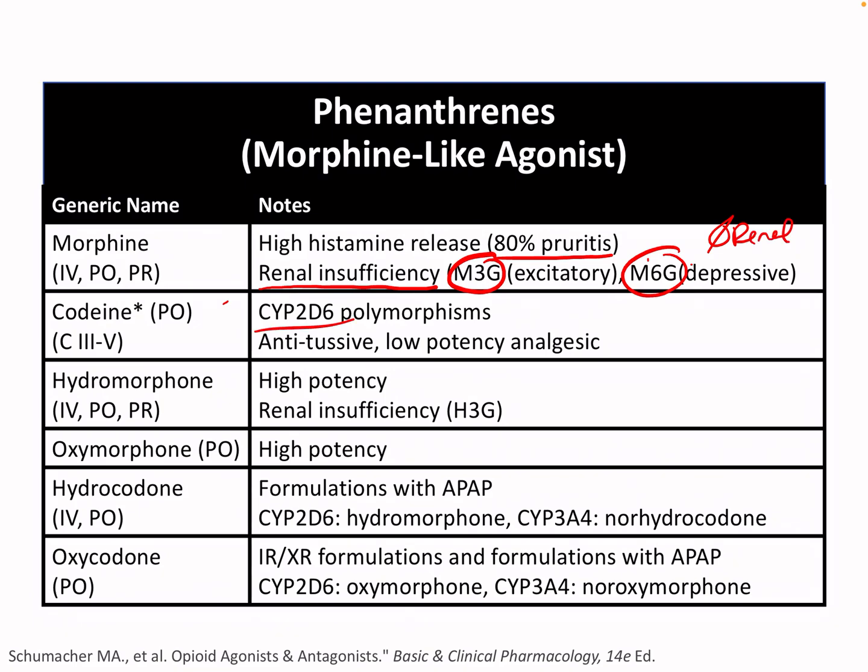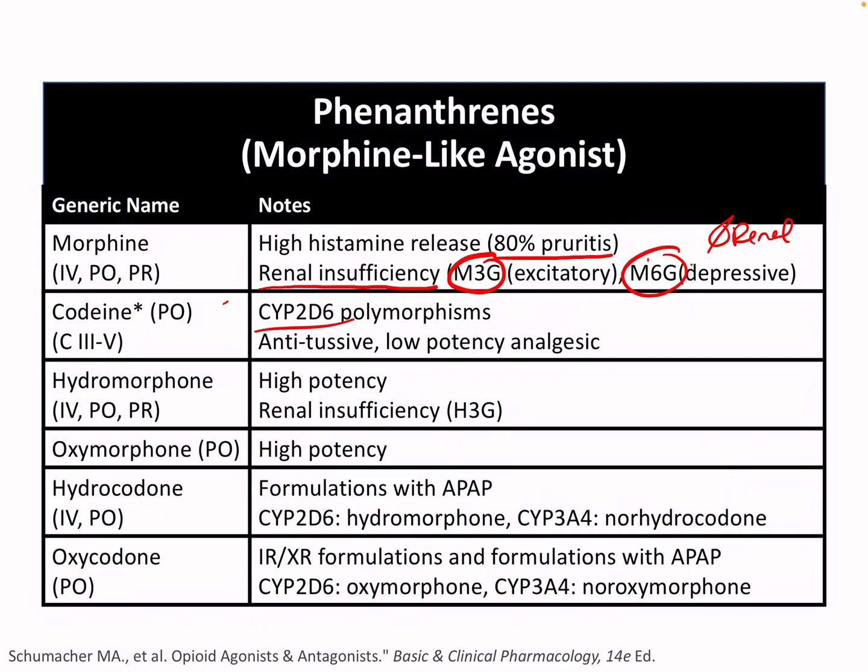Codeine has a CYP2D6 polymorphism. It has antitussive effects, and overall it is a low potency analgesic. The CYP2D6 polymorphism is one of the reasons why it's not used in children anymore. Codeine is a prodrug of morphine. Through CYP2D6, it becomes morphine. If you have a fast metabolizer, then you are going to have an overdose of morphine. If you have a slow metabolizer, it is not as effective.